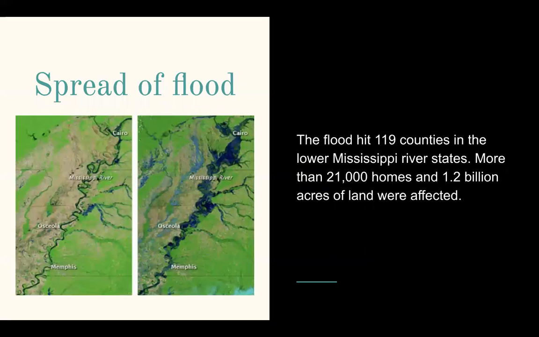The spread of the flood. So it went into 119 counties, which was many states, and there were 21,000 homes affected and 1.2 billion acres of land affected, which is mostly farmland, which is why the houses number is so low, because a lot of it is a lot of acres of just farm and farm.